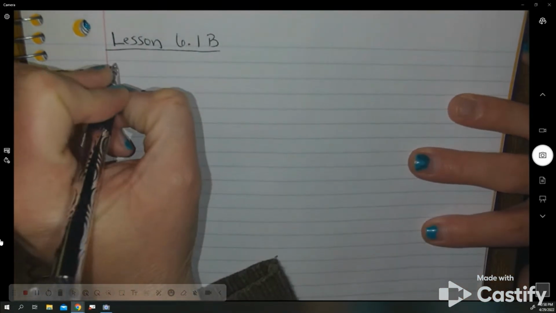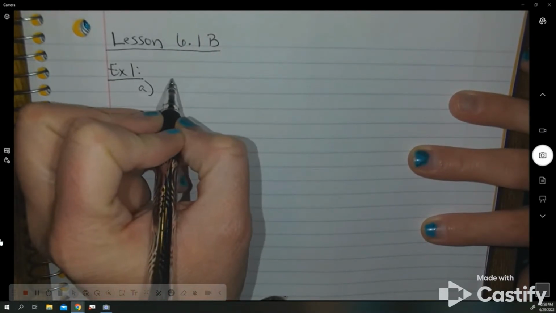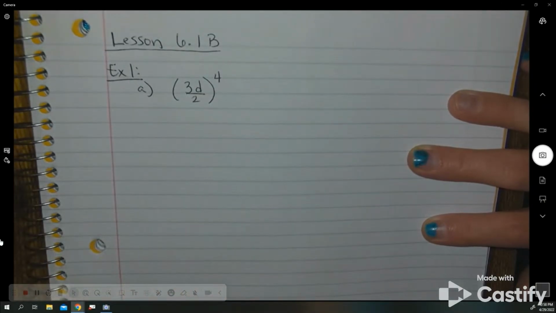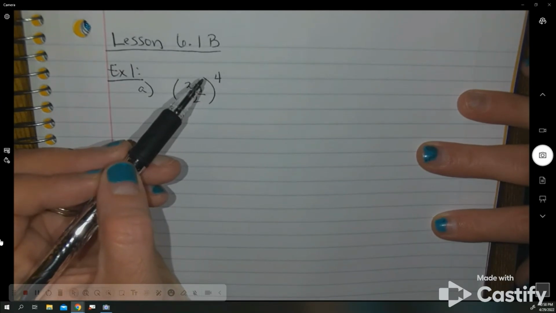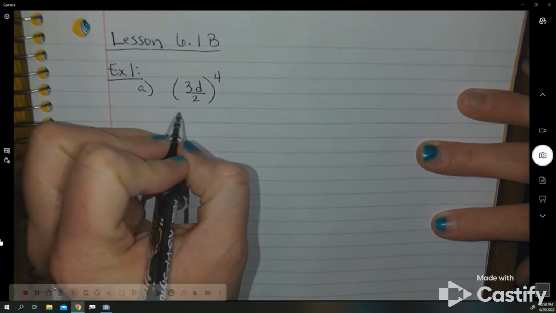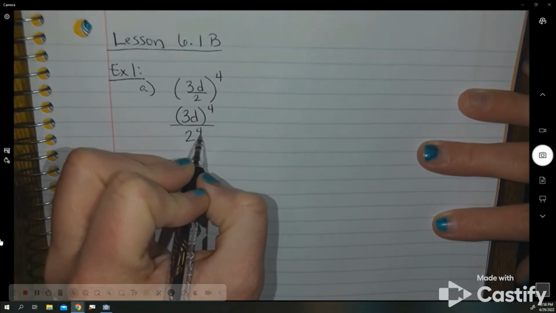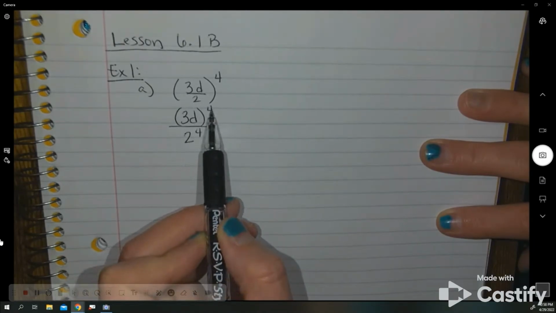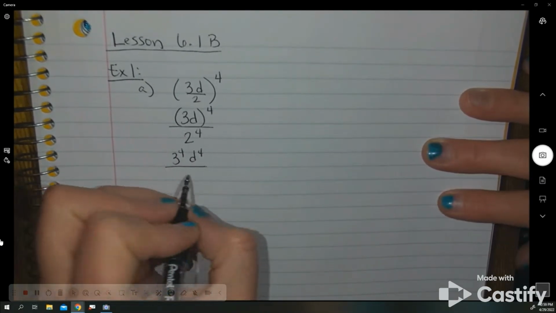So for example 1, the first problem that I'm going to look at, we'll call it problem A, is 3d over 2 raised to the 4th power. So if we think about our power of a quotient, then the numerator and denominator get the fourth power. So we have 3d, that whole thing is raised to the fourth power over 2 to the fourth power. Now thinking about power of a product, this would be 3 to the fourth power times d to the fourth power. So we've got 3 to the fourth times d to the fourth over still 2 to the fourth power.